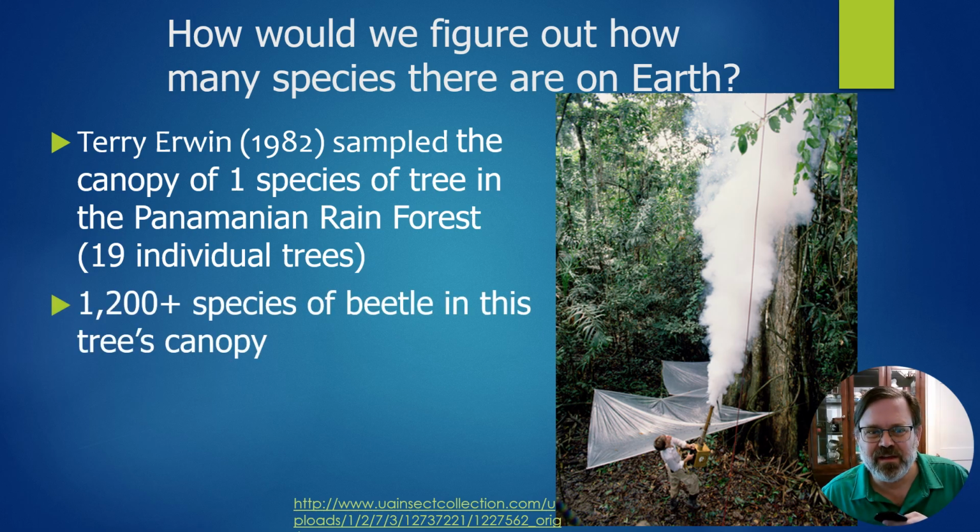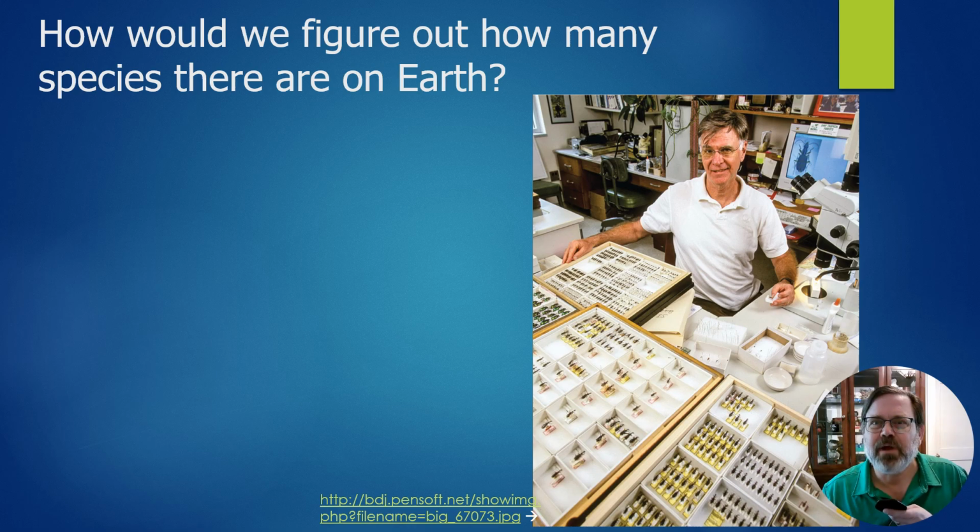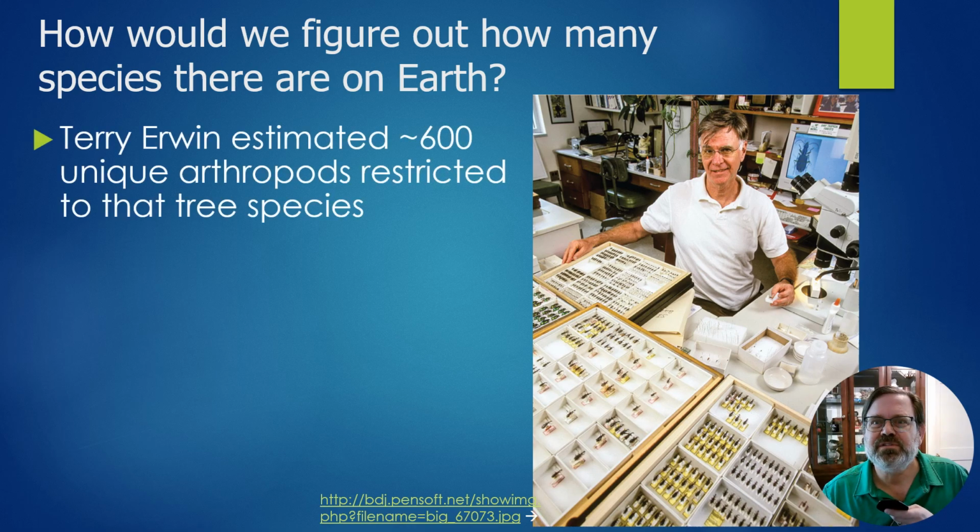It's kind of the thing that launches the movie. But basically he did this and collected 1,200 species of beetle in the canopy of just this one species of tree. He's a beetle expert, that's his area of focus, but that's absolutely astonishing biodiversity. 160 of those were only found in this particular tree, not in any of the other ones that he looked at. And so that represents the unique biodiversity just found in the canopy, just for beetles, just on this one tropical tree.